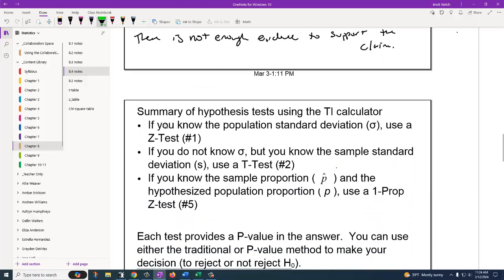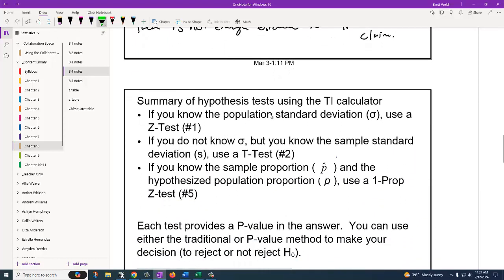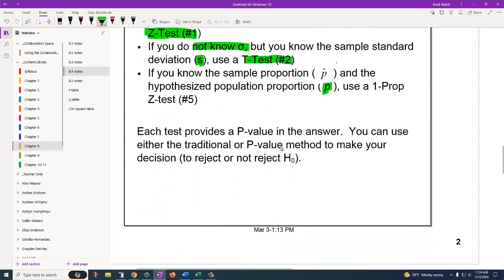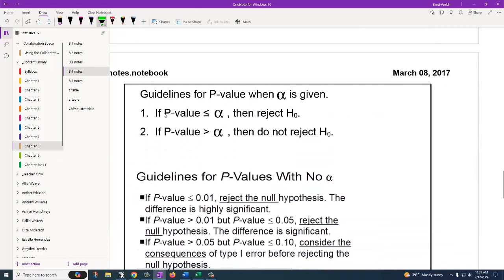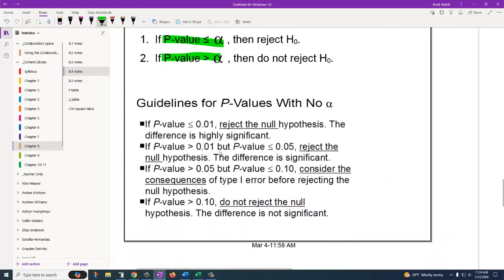z-test and t-test. If you're talking about the population mean and you have the standard deviation sigma, you can run a z-test. If you do not know the population standard deviation, but you know the sample standard deviation, you can use a t-test. If your goal is to talk about the proportion, you can use the one-prop z-test. Okay? Each one has a p-value, so you can use the p-value to make your decisions. Remember, if p-value is less than or equal to alpha, we reject. If p-value is greater than alpha, we do not reject.